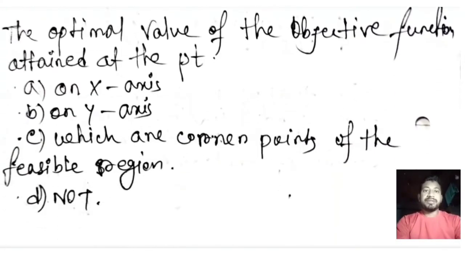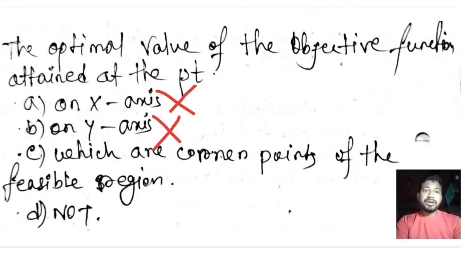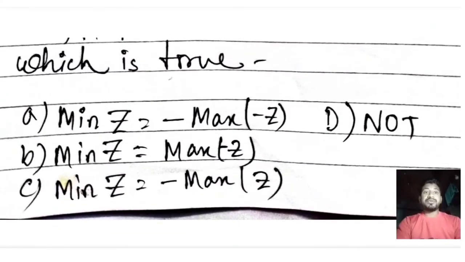Now go to question number 14. The optimal value of the objective function occurs at a point on the x-axis? No. Only on the y-axis? No. At corner points of the feasible region? Yes. Option C is the correct answer. Now go to question number 15. Which is true? This is also a theoretical question, and option A is the correct answer: minimum z equals minus maximum of minus z.